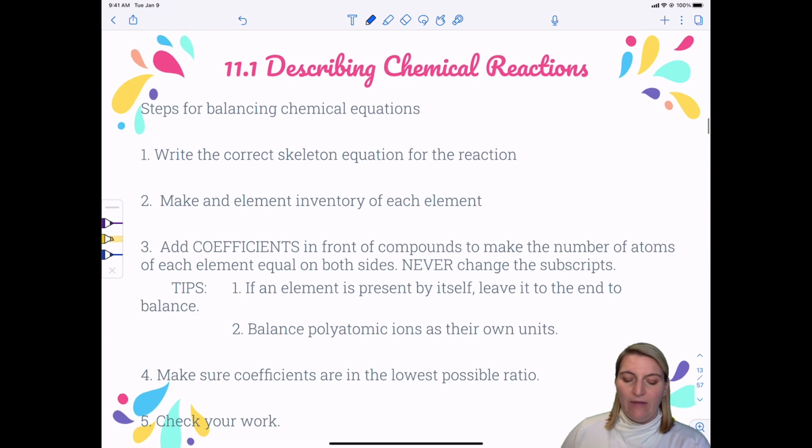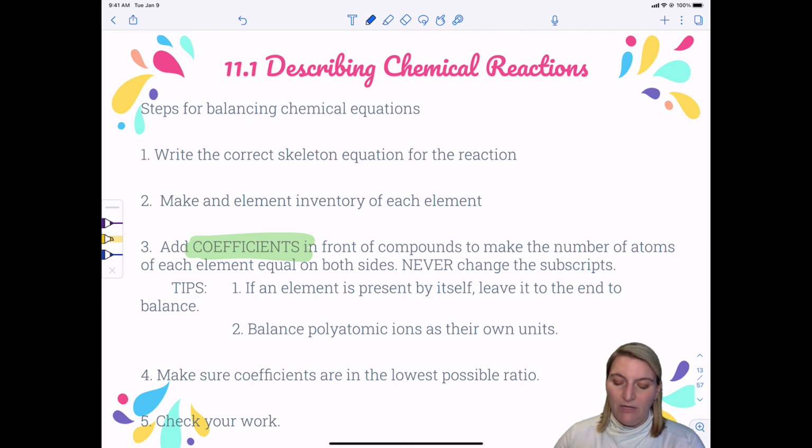So how do we do that? These are 5 simple steps that you can run through every time. The first thing is you make sure that your skeleton equation is correct, so that the formulas for all the compounds are right. And then making an element inventory. It's just a fancy name for really taking a look at how many atoms of each element there are. And then, of course, we add coefficients. Those are the only things that we can change. We never change the subscripts.